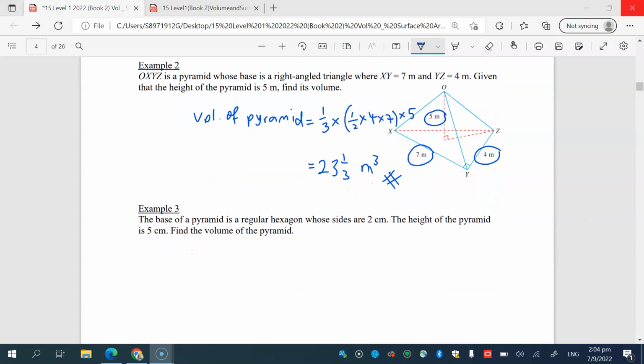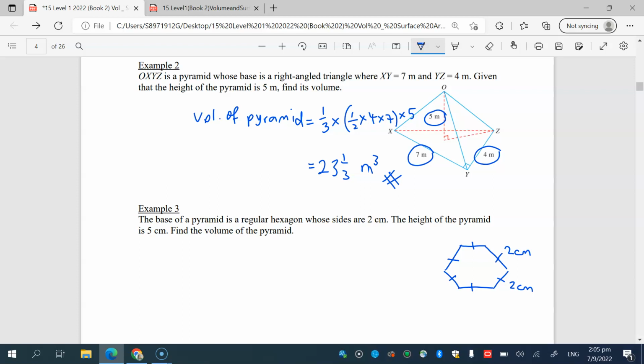Okay, example 3. The base of a pyramid is a regular hexagon whose sides are 2 cm. So let's draw this hexagon. Now remember, a hexagon has 6 sides. Since it's regular, all the sides are the same, right? And all the angles are the same. So they tell us that the sides are all 2 cm, 2 cm, 2 cm. All right. So how do I find the area of this hexagon? Because I need this as the base area, right? And then, of course, the height is 5 cm from the question.